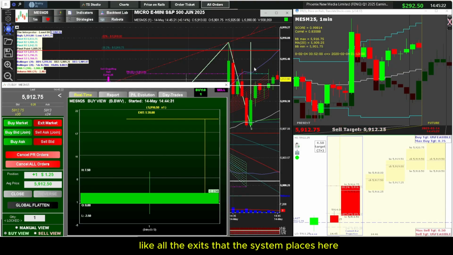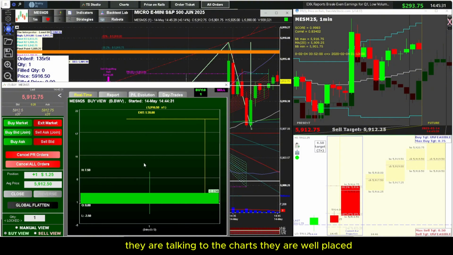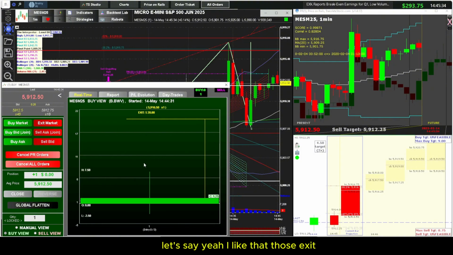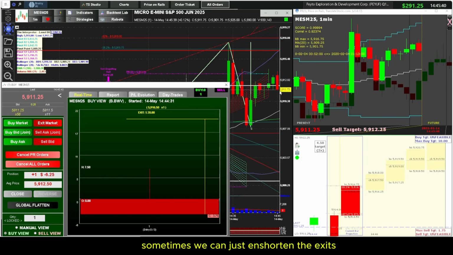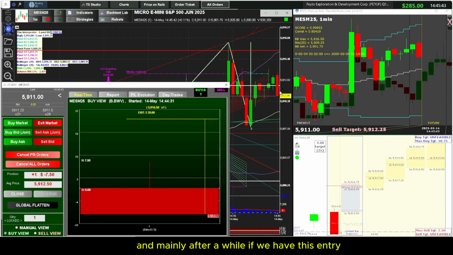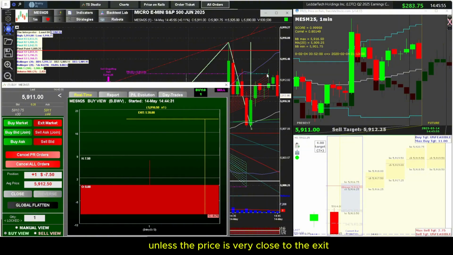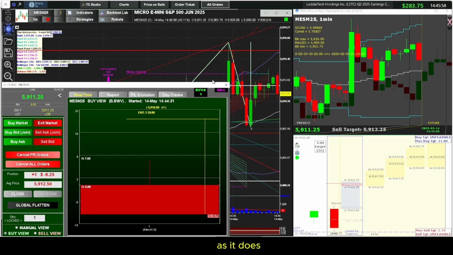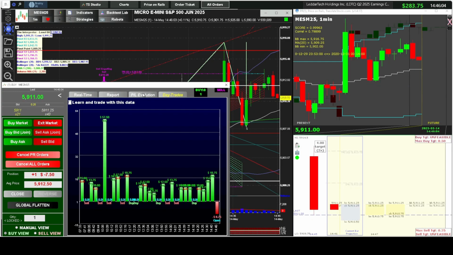As you can see, all the exits that the system places here are actually good. They are talking to the charts. They are well placed, let's say. Yeah, I like those exits. Sometimes we can just shorten the exits, mainly after a while, if we have this entry and a lot of minutes inside this trade. The system will not change the exits for me unless the price is very close to the exit, as it did here in the $15 profit trade.